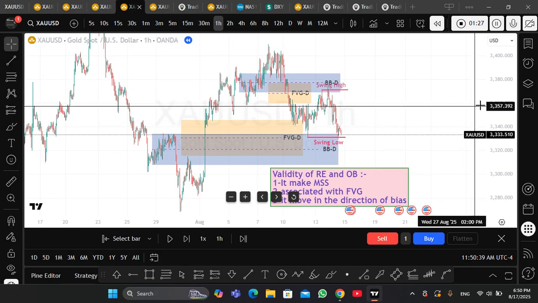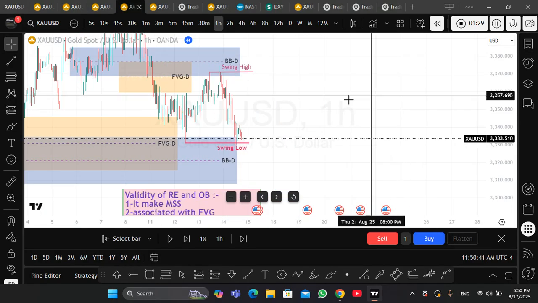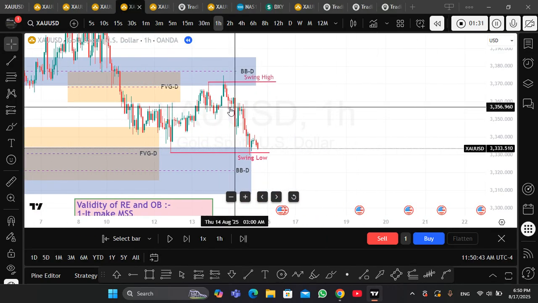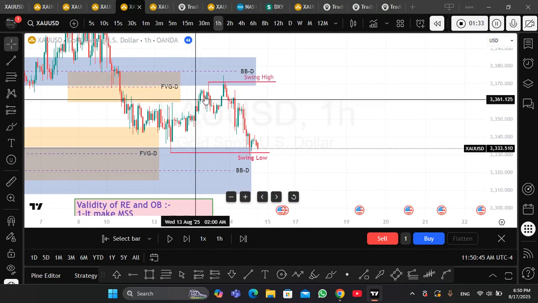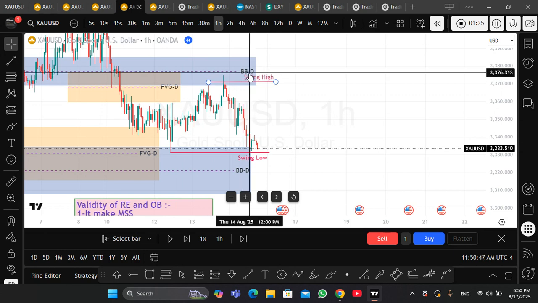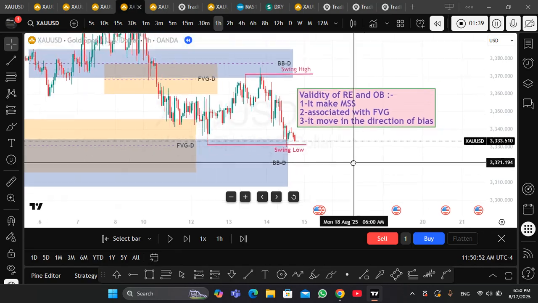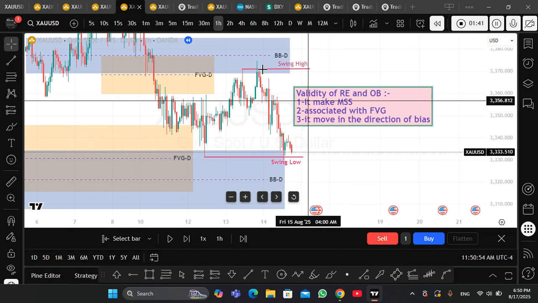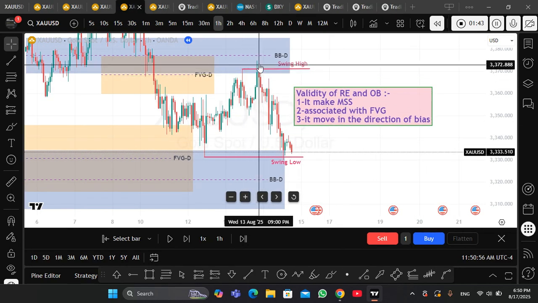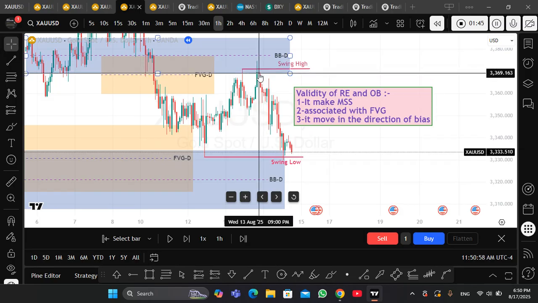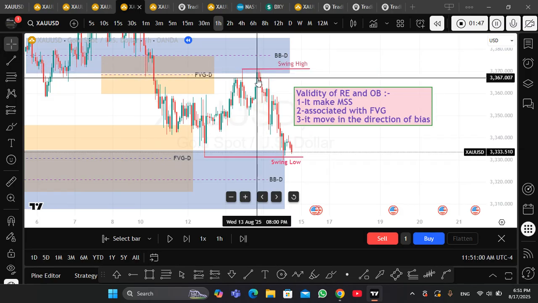As you can see, the price is moving upward, sweeping this area toward the bearish breaker block. After sweeping, this is the swing high. The price made a sweep and then rejected from this area, opened above, and then moved down.